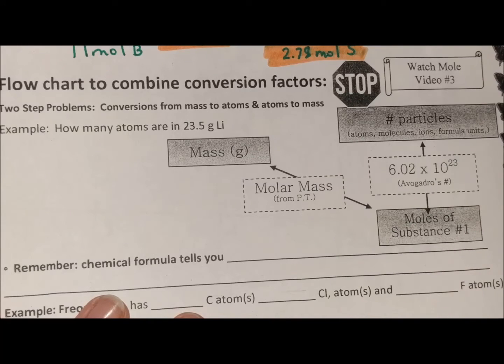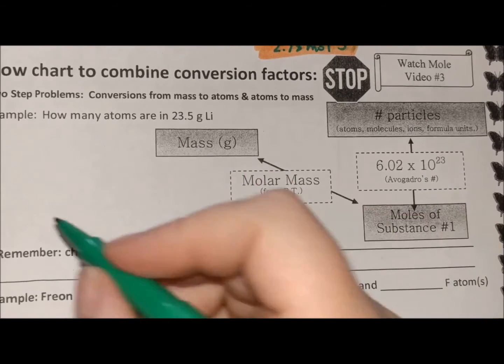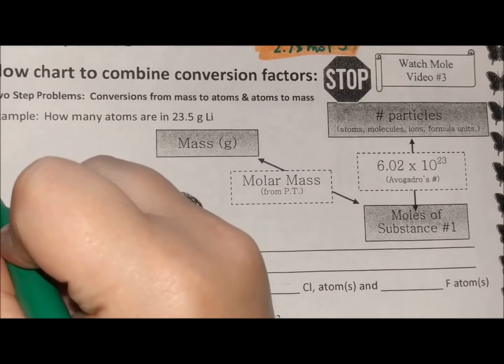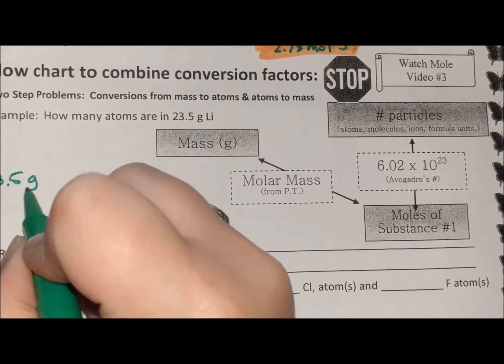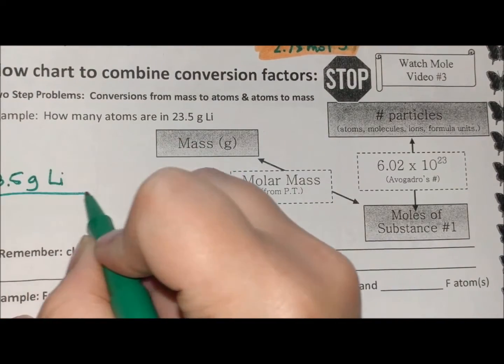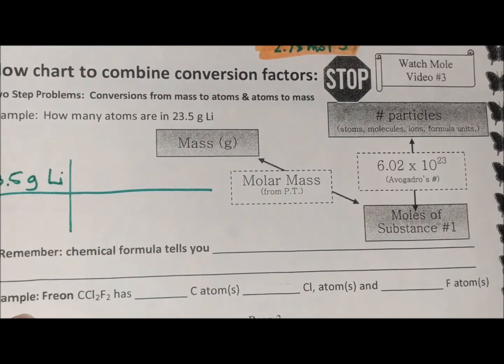And then I can do two-step problems as well. So if they give me mass, I use molar mass to get to moles. But if I want particles, I just go ahead and use Avogadro's number. So in the example, I have 23.5 grams of lithium. I need to know how many atoms of lithium I have.